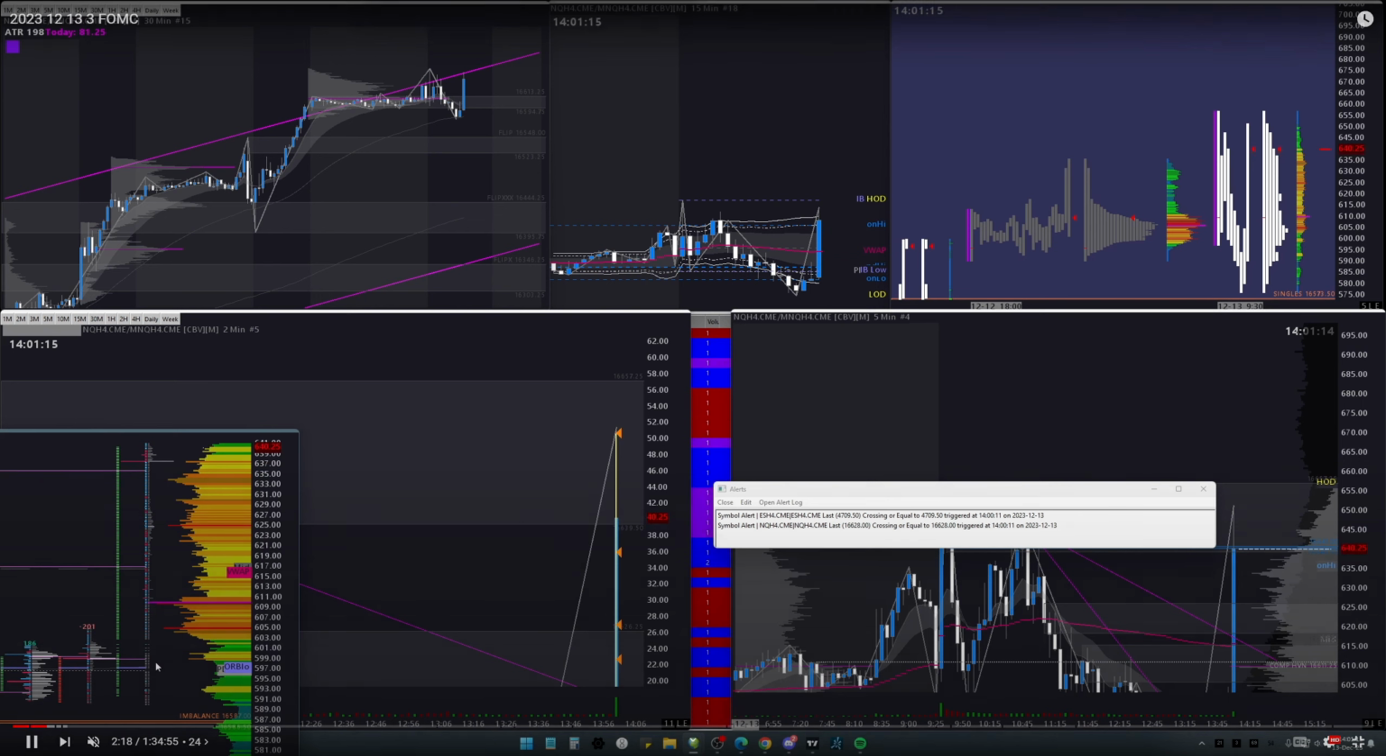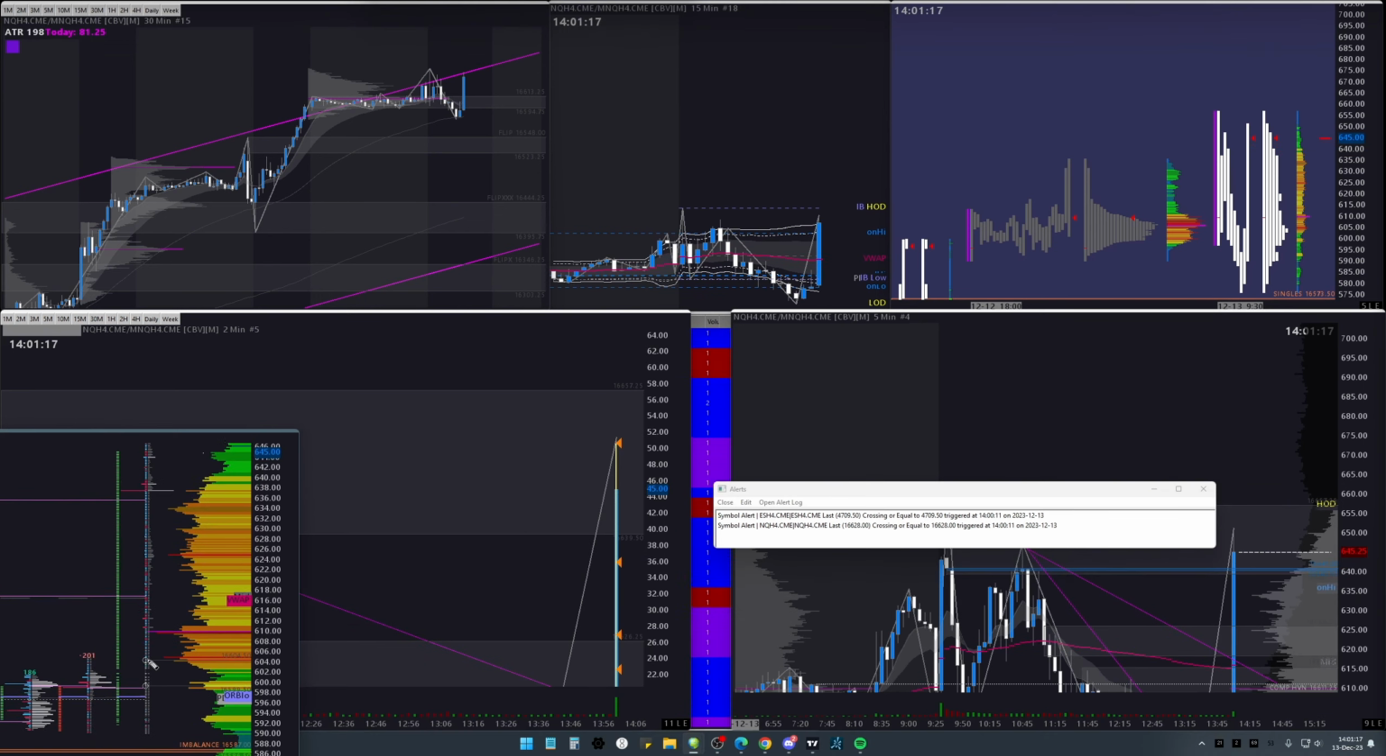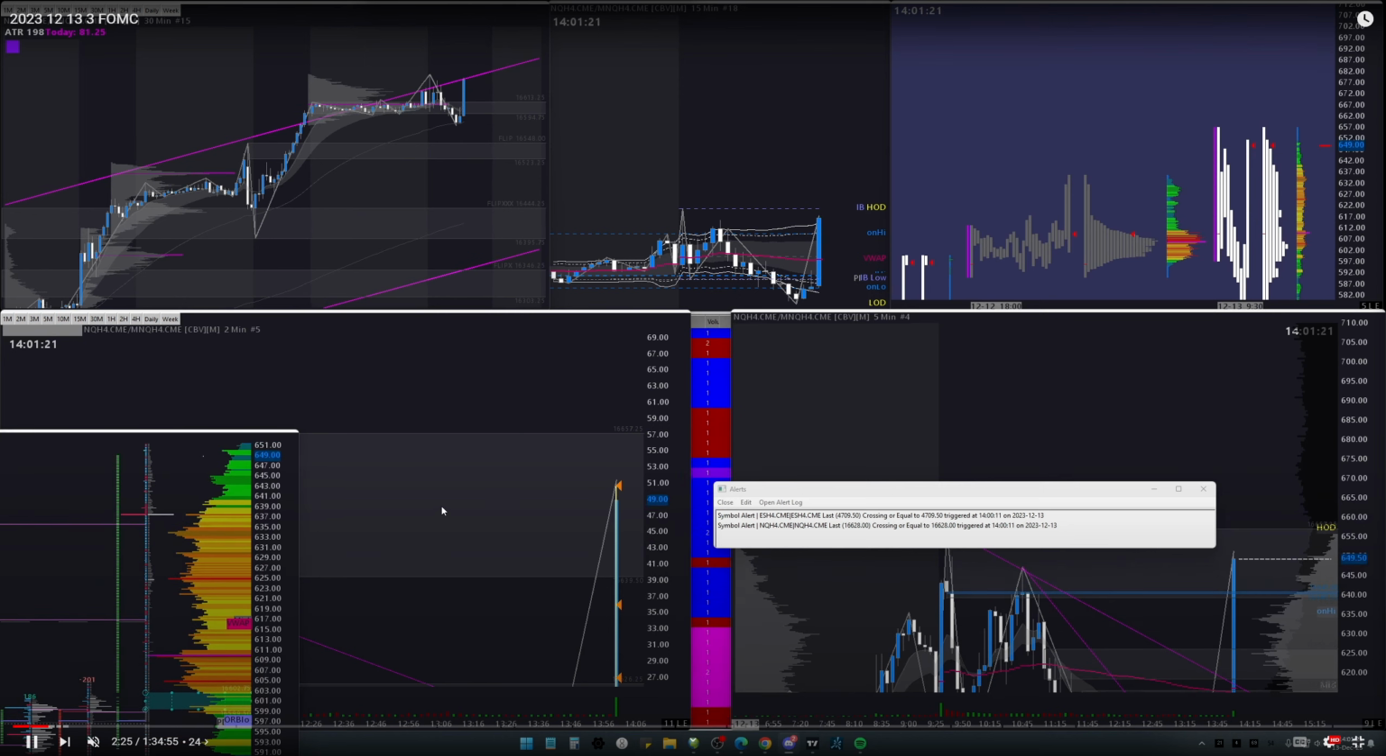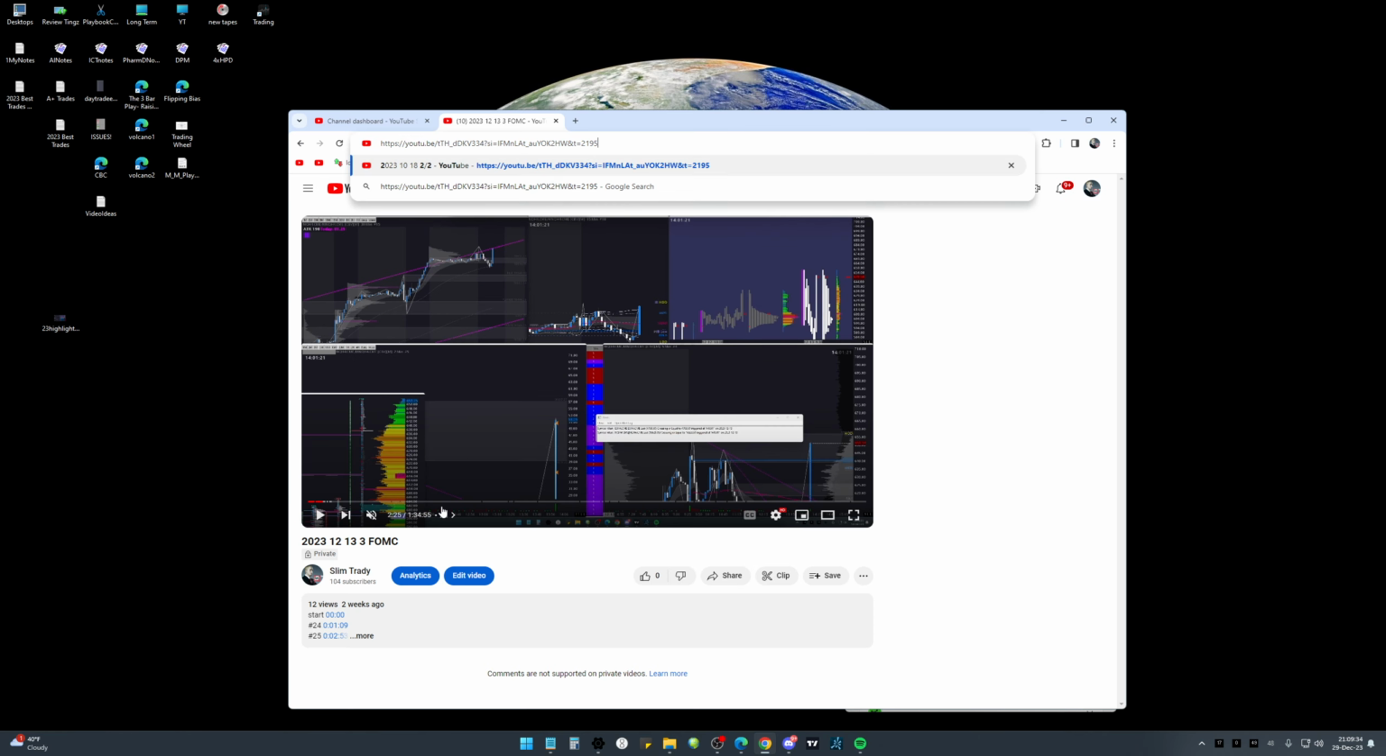30-minute ORB low. Didn't even notice that. 30-minute opening range low, just below my original entry. So that's it on that one.